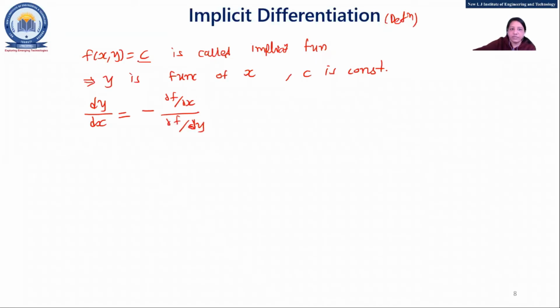Simple. If there is a constant and y is a function of x, this is called an implicit function, and the definition is dy by dx. Here it's not a del. Dy by dx equal to minus del f by del x upon del f by del y. Simple, right? The definition of implicit function.